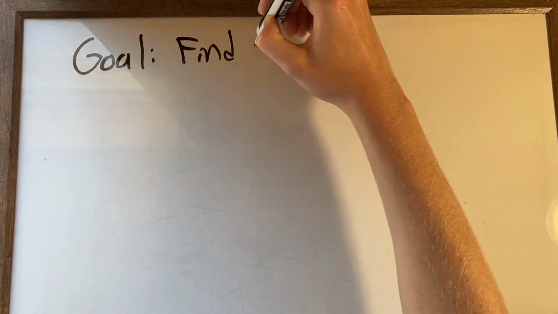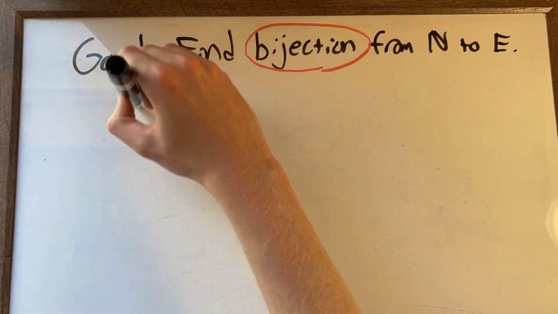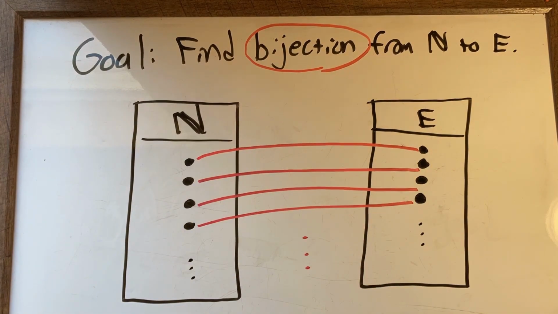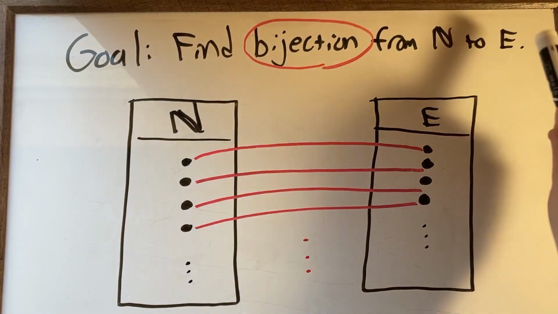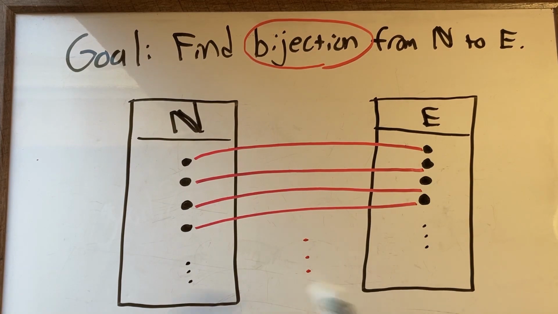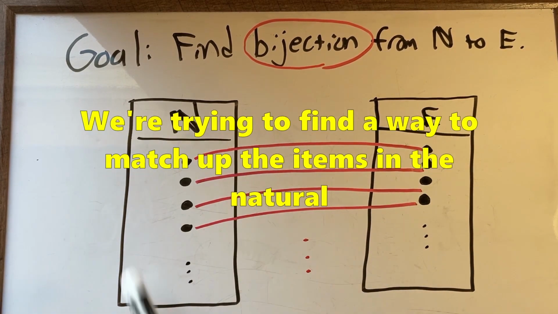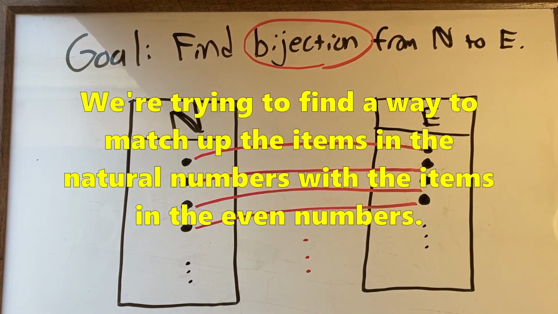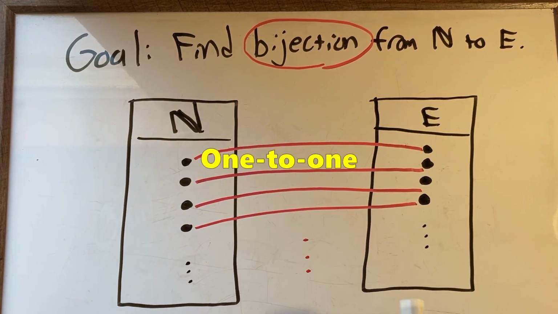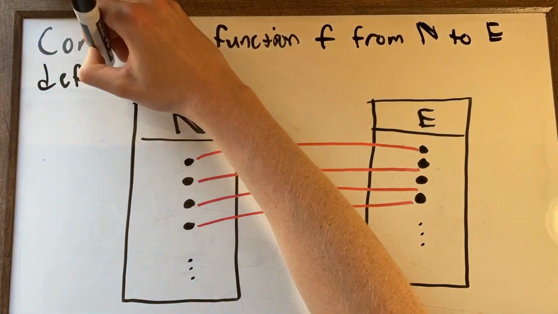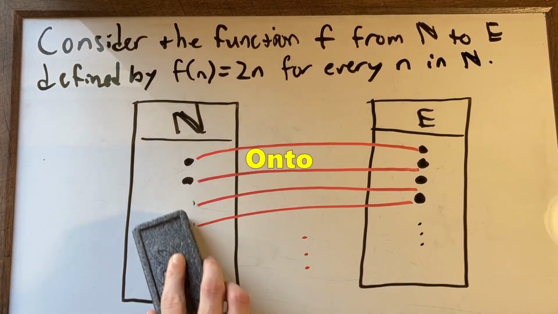Alright, so we're trying to prove that the set E of all even numbers is countably infinite. And the way we're going to do that is to find a bijection that goes from the natural numbers to the even numbers, from N to E. And visually what that looks like is we're trying to find a way to match up the items in the natural numbers with the items in the even numbers in such a way that it's one-to-one, which means that each item maps with exactly one item and vice versa, and it's onto, which means nothing gets left out.